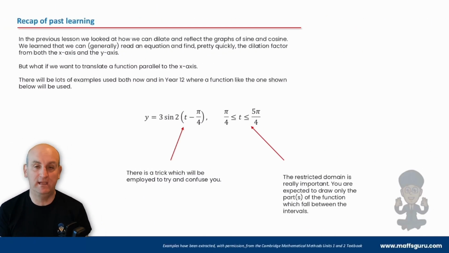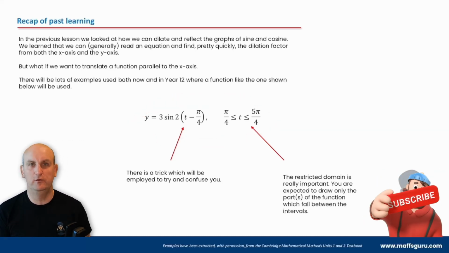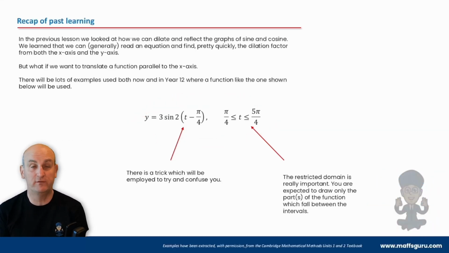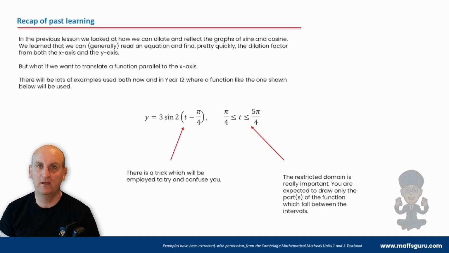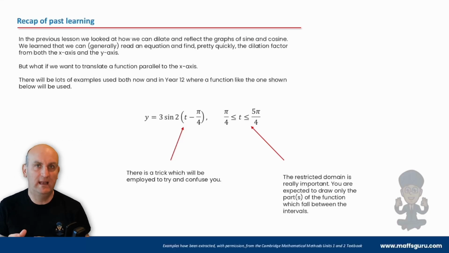In that past video, I looked at what we can do for basic sine and cosine curves. I looked at what a basic sine curve looks like, what a basic cosine curve looks like, and the idea that we can transform these by dilating away from the x-axis and away from the y-axis, and what that really does to the important parts of the sine and cosine curve, which are the amplitude and the period. All of that language is massively important.